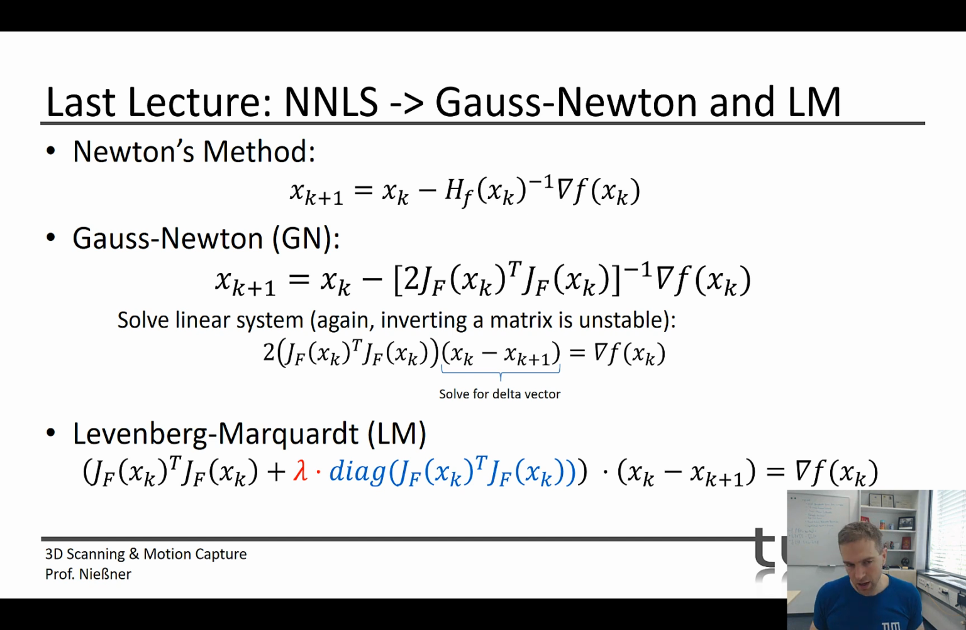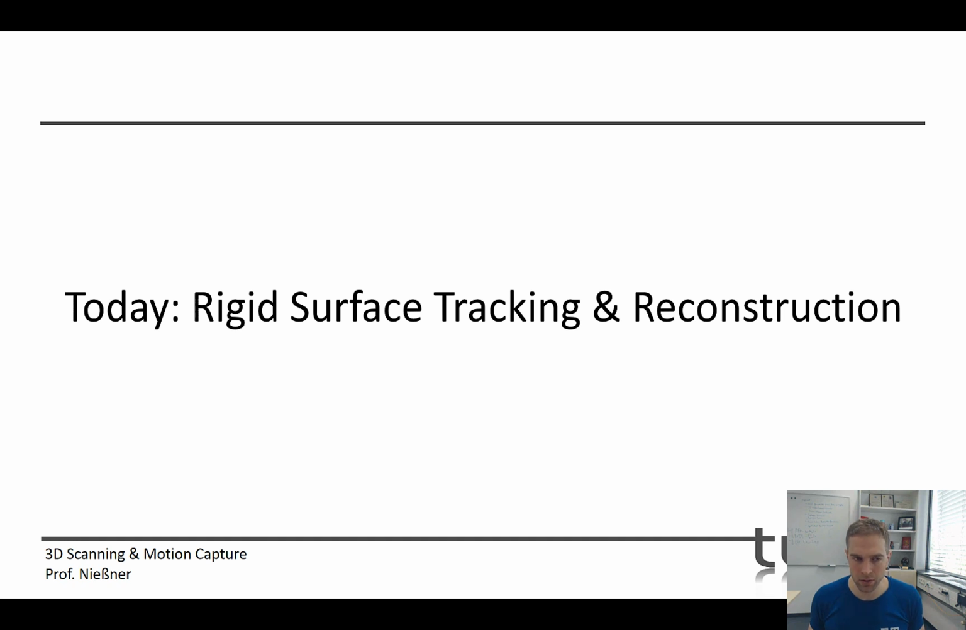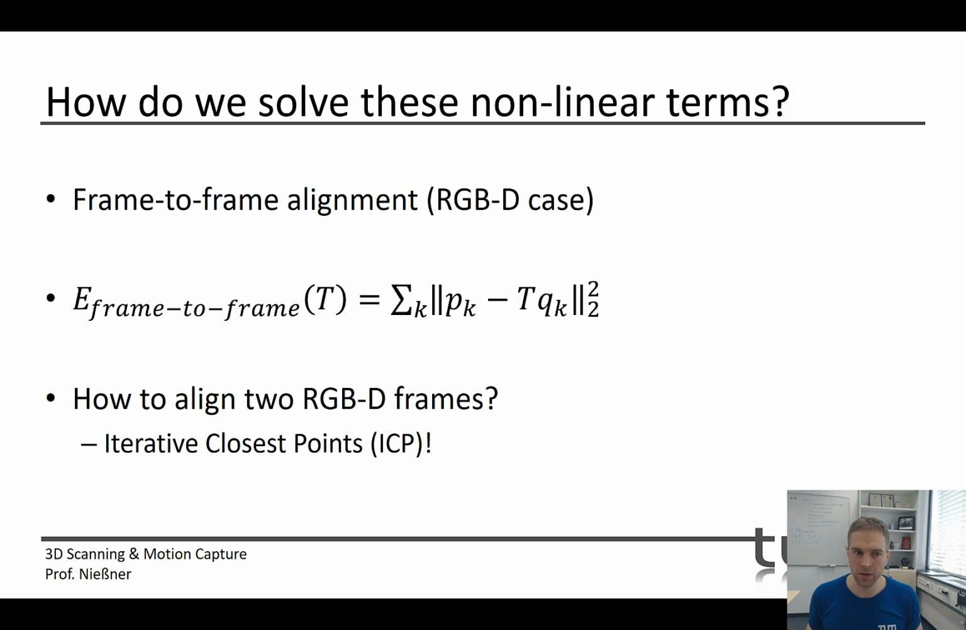Okay, so today we want to continue along these lines. We want to specifically talk about rigid surface tracking and how to do reconstruction. In the previous lecture, we talked a lot about optimization, and this follows directly from that. Specifically, we want to talk about frame-to-frame alignment.